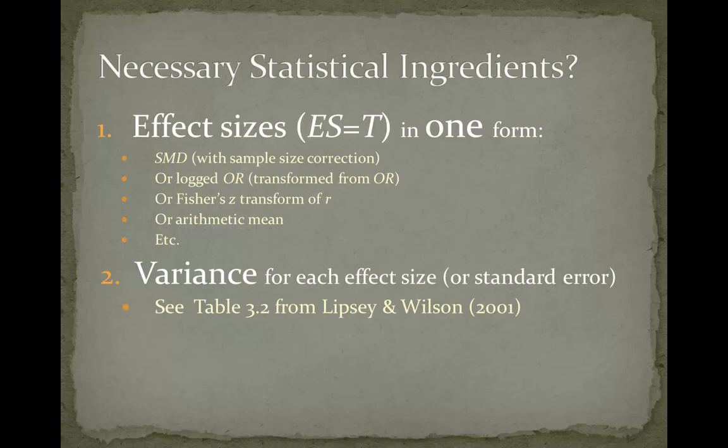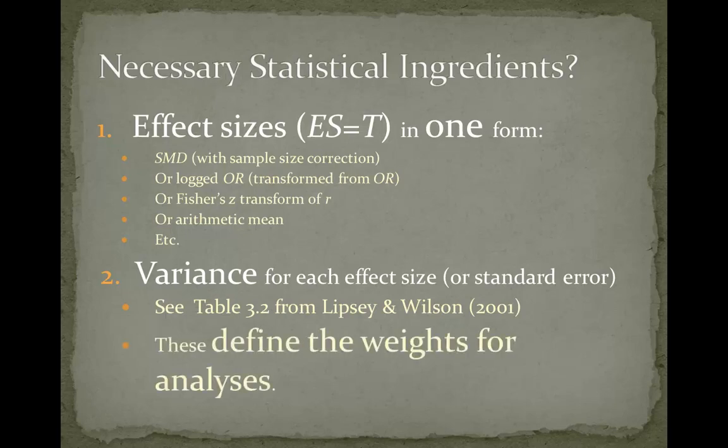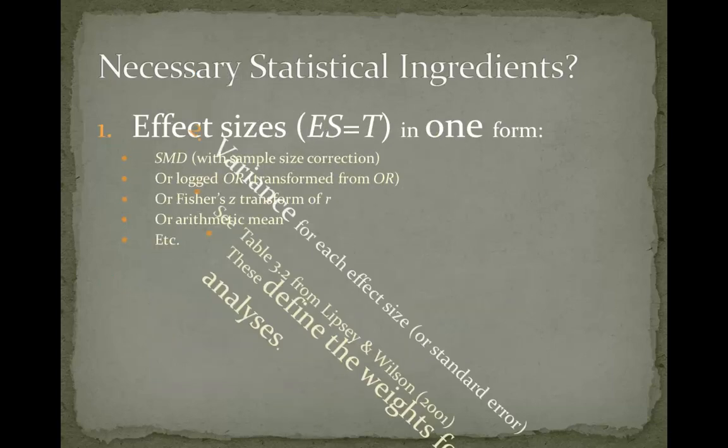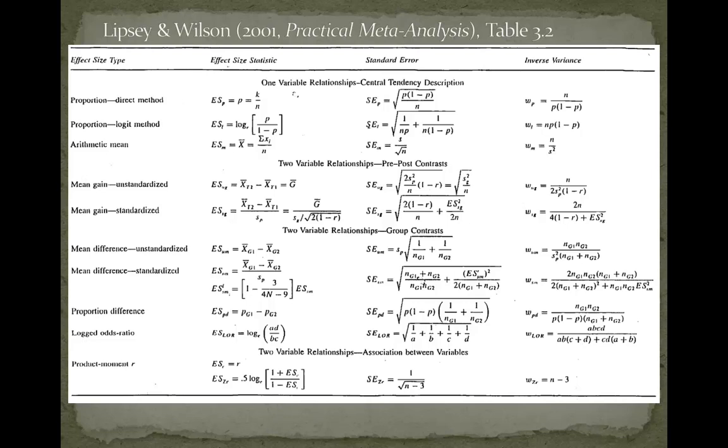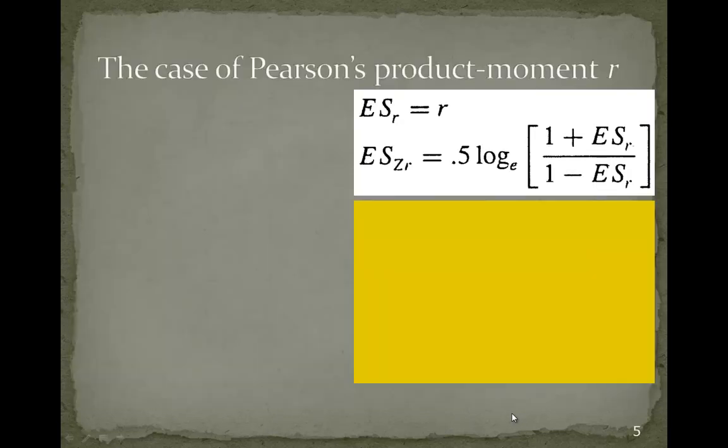And Lipsey and Wilson provide a really tidy table of these equations. Those define the weights for analyses. Here is a representation of that table. A lot of equations, but essentially in the first column you've got effect size type. In the second column, the statistic defined in a simple way. And then you've got two columns that are essentially related to the weights, the standard error and the inverse variance. And in meta-analysis, we use the inverse variance routinely, although some equations out there will use the standard error, so it's good to have your hands on both of those. I'll show you a couple of examples.